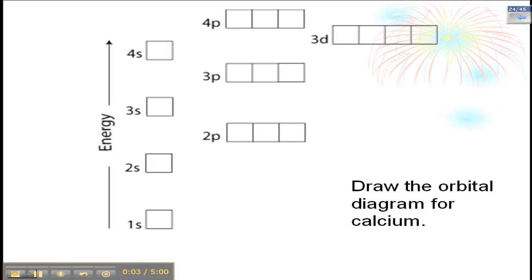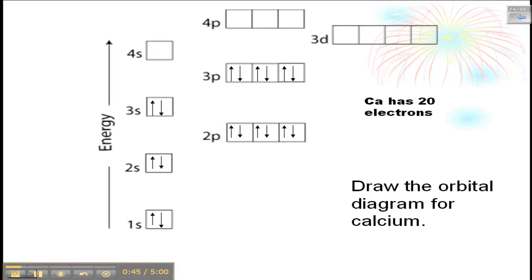Now let's look at the orbital diagram for calcium. First things first, we need to know how many electrons we have in an atom of calcium. We look at our periodic table and we see that calcium has an atomic number of 20, so it has 20 electrons. The first 2 go in 1s, then we go to 2s, and then remember in 2p we occupy each orbital before we pair. Now we're going to 3s. Now we're going to 3p, so again we put one in each orbital before we pair. So that's 18 electrons.